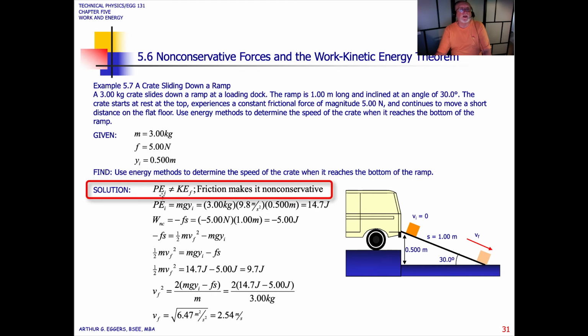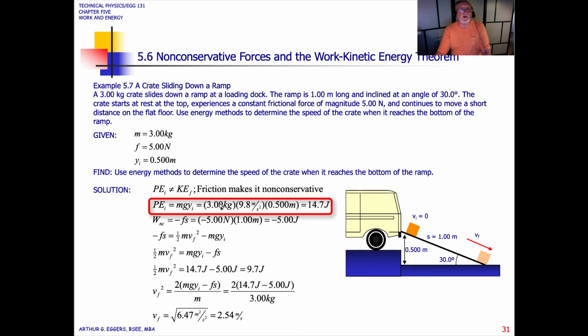The potential energy initial does not equal the kinetic energy final. This really comes into play when we start taking friction into account. Friction makes it non-conservative. So all of the potential energy at the top is not going to be recouped as kinetic energy at the bottom, because some of it is going to be given up to friction. The potential energy initial will still equal mgy initial, so we can calculate that.